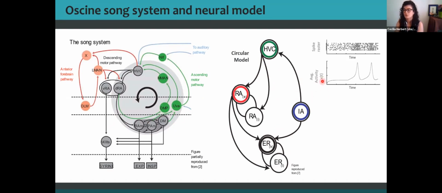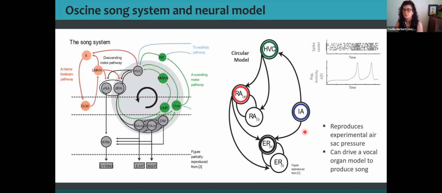This is a rate model, so we're going to be looking at summation of activity of individual models as activity over time. And the model was able to reproduce experimental air sac pressures that I showed you just now. So this is a robust neural model that produces the behavior that we're looking at. And I'm going to tell you about the predictions in HVC in a little while.